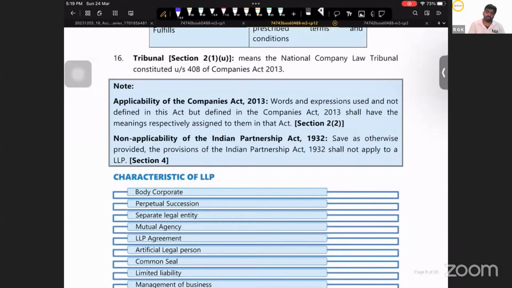Applicability of Companies Act. Words and expressions used and not defined in this Act, but defined in the Companies Act, shall have the meaning respectively assigned to them in that Act. If a word is not defined in this Act and is defined only in the Companies Act, the same meaning can be assumed here as well. And then non-applicability of Indian Partnership Act, save as otherwise provided. Specifically, if this Act provides, then the Partnership Act is applicable; otherwise the Partnership Act provisions are not applicable to this Act. That is, the Partnership Act is not applicable to the LLP Act. LLP Act is separate, Partnership Act is separate.